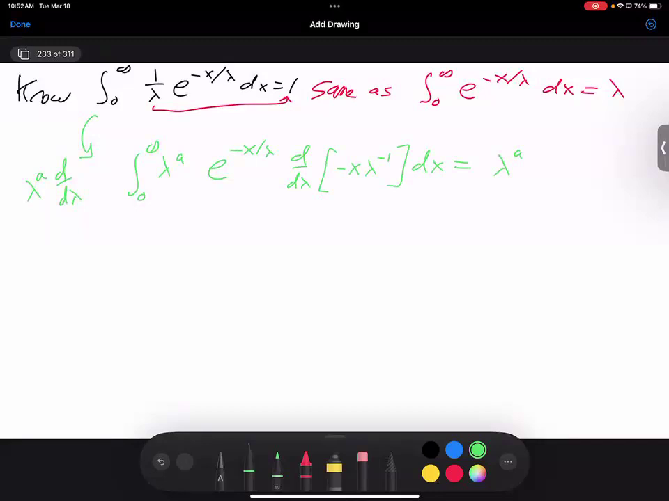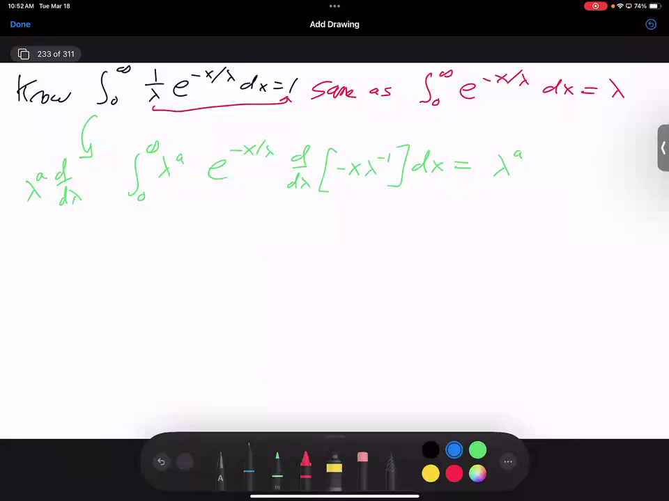All right, what's the derivative? What rule do I use to handle the derivative of negative x lambda inverse with respect to lambda? It's just the constant rule. I can pull the negative x out.